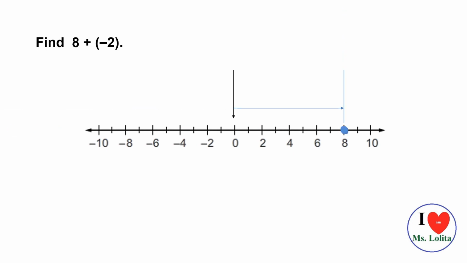So, from 0, you're going to move 8 units to the right. And then, you're going to land on number 8, positive 8. The next integer is negative 2. So, from number 8, you're going to move 2 units to the left. And you're going to land on number 6. So, 8 plus negative 2 is positive 6.